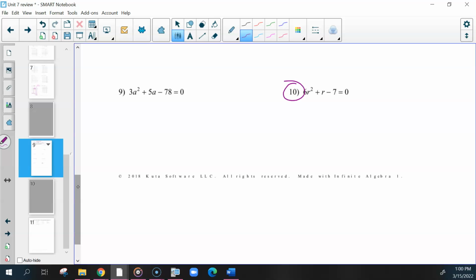For number 10, what are your A, B, and C values? Make sure you're listing these out. What are your A, B, and C values? A is 6, B is 6, C is 1. And then use those, put them in your formula.